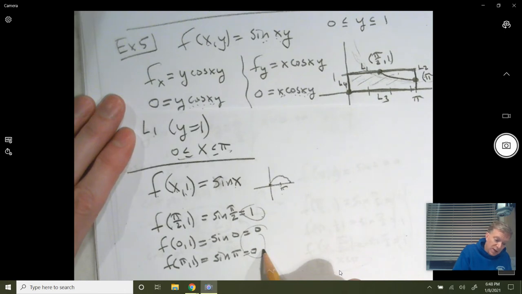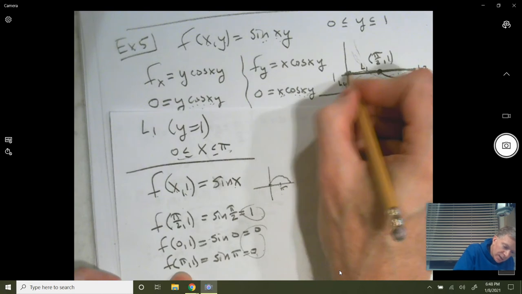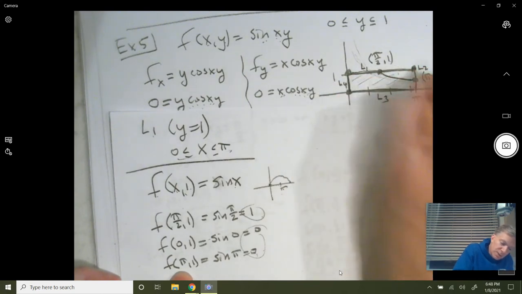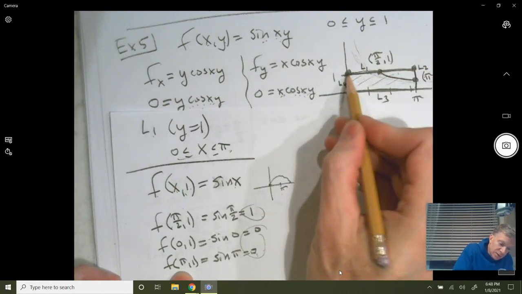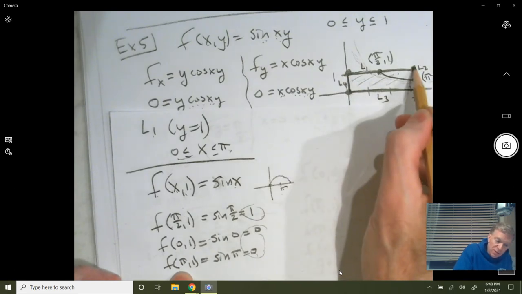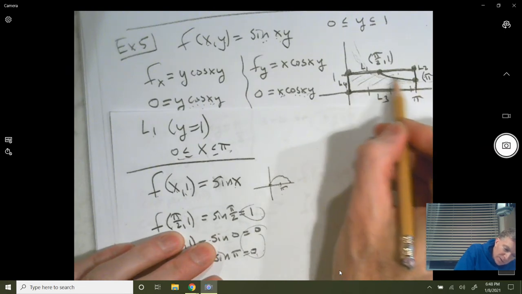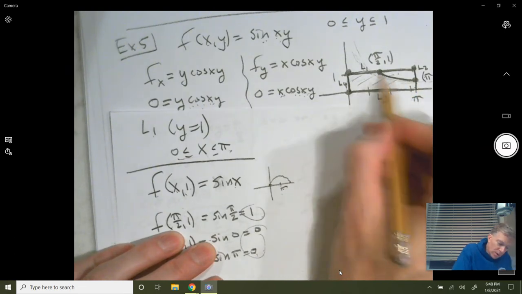Okay, we just found a couple more places where our minimum might occur. It occurs here, and it occurs here. So at this point, our value of our function is 0. At this point, the value of the function is 0. At this point, the value of the function is 0. And everywhere along here, the value of our function is 1.